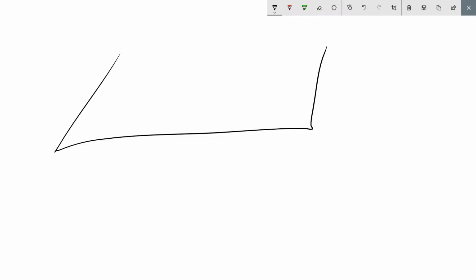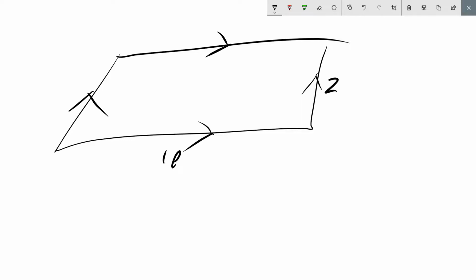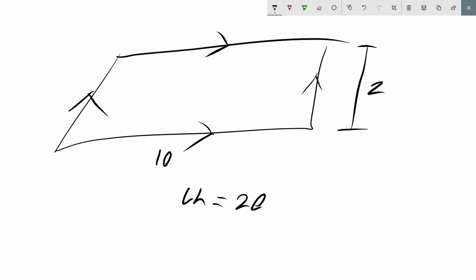Okay, let's move on to a parallelogram. It's a terrible parallelogram, but it's the best that you're going to get. So this is 10, this is 2, let's just say. So our base is 10, and we'll say that the height of this parallelogram is 2. So the area of this parallelogram is going to be base times height. So our base is 10, our height is 2, so it's going to be 20, and that's our area.